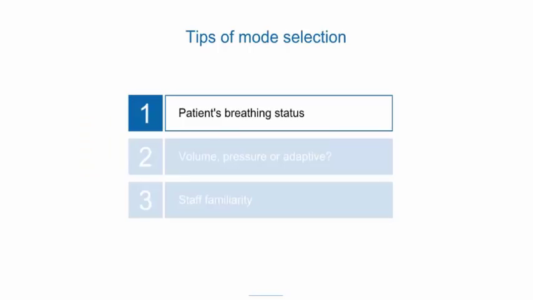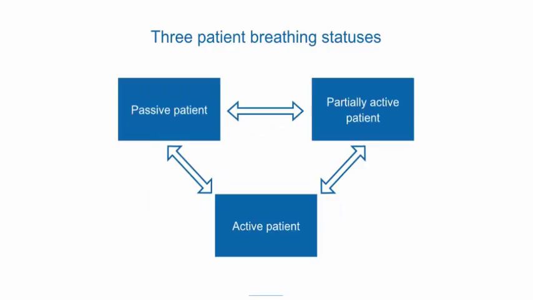Patient's breathing activity status. Regarding mode selection, the first and foremost factor to consider is the current status of the patient's breathing activity. During mechanical ventilation, a ventilated patient may be in one of 3 possible statuses: passive patients, who do not have any breathing activity; partially active patients, who have weak and/or unstable breathing activity; active patients, who have strong and regular breathing activity.